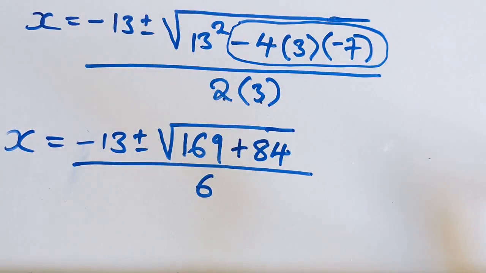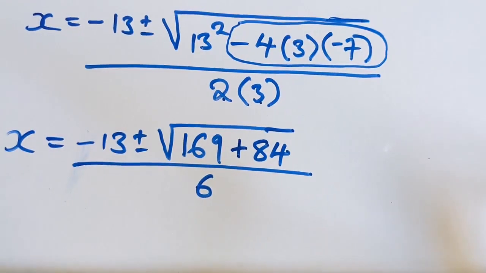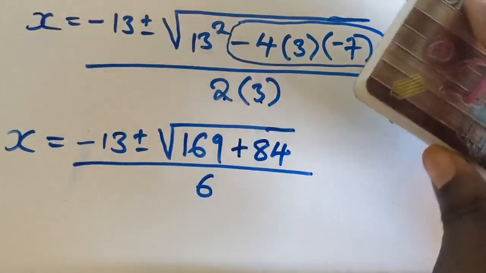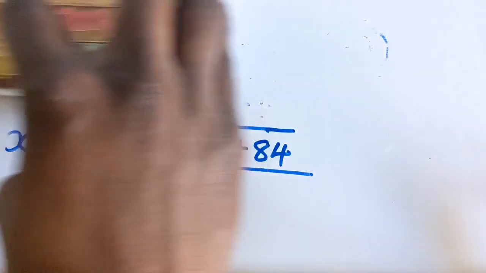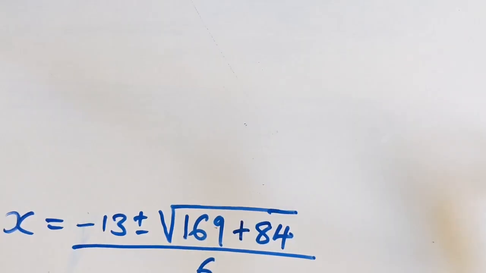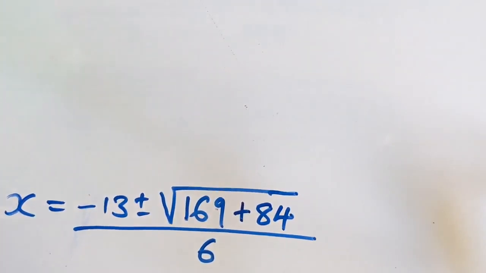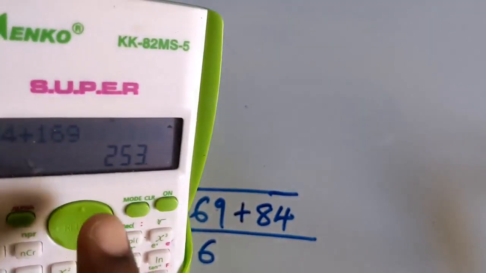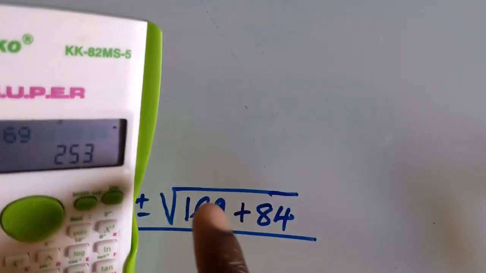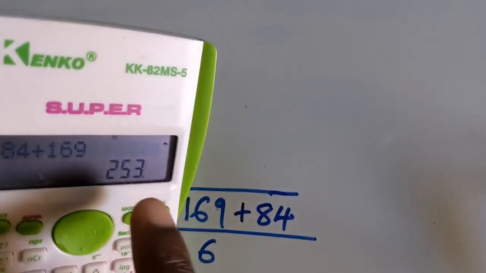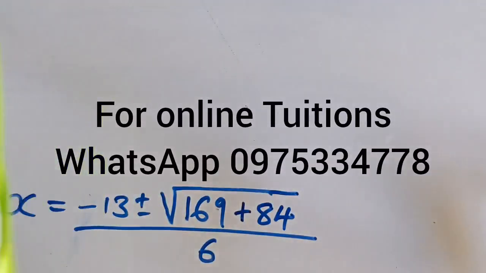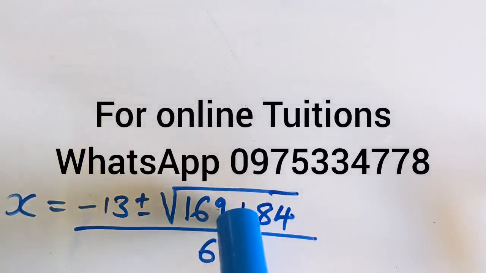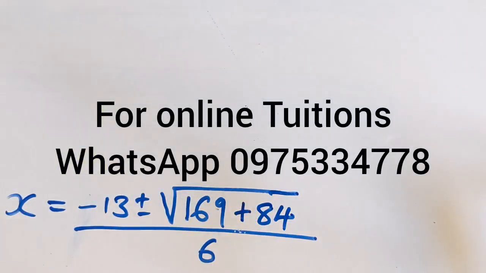Okay, so let's create some space up here. All right, here we are. So what we are supposed to do, we said that we have added 169 plus 84. It has given us 253. So we are going to copy this, then here we just put 253 under a square root.